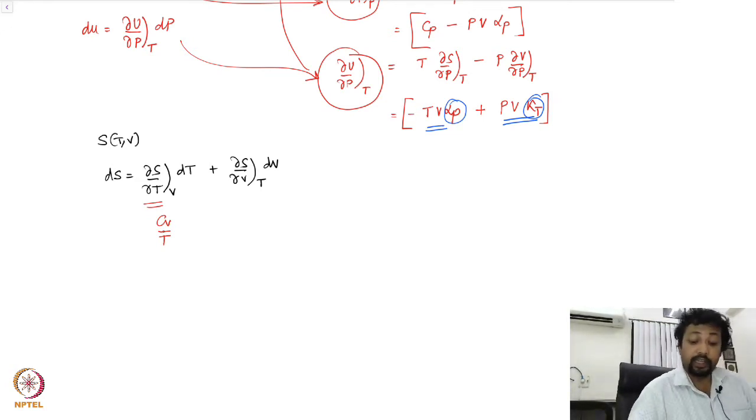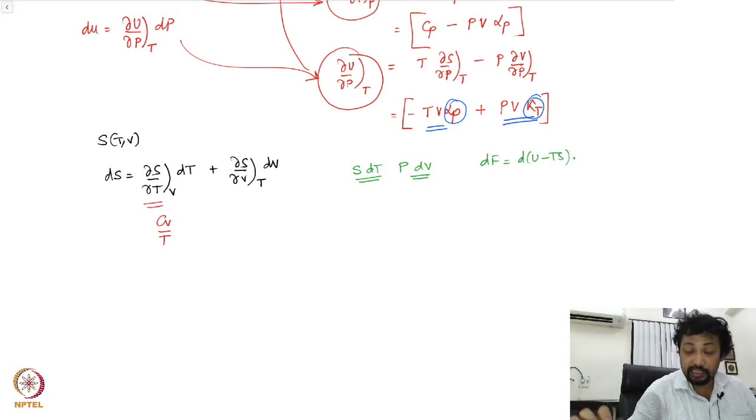So now again I look at the structure of this relation and I see S and V. Let's see if I can figure out a Maxwell relation. So this means I have S dT and P dV, correct? So S dT and P dV, the combination appears for Helmholtz free energy. dF is d of U minus TS. Again, N is always held fixed here, so we will not worry about that.